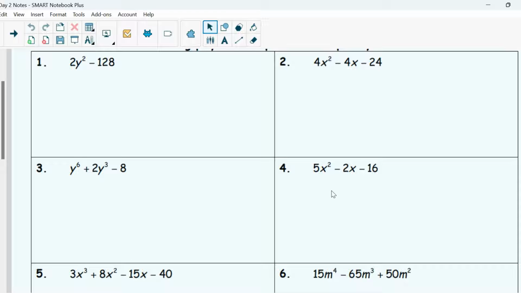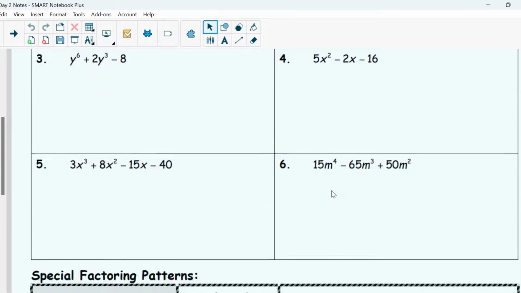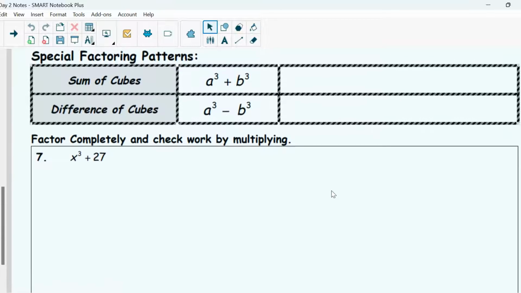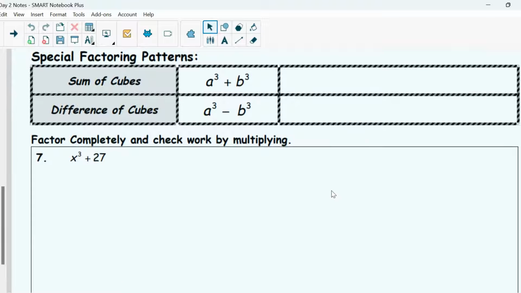Maybe at the start of class, we can use 1 or 2 of these as just kind of a pop quiz to review factoring. Okay, but the new factoring method that we're adding today is the factoring of the sum and difference of cubes. So similarly to the difference of squares, we do have a special formula for factoring these.